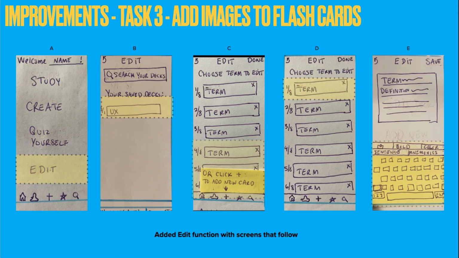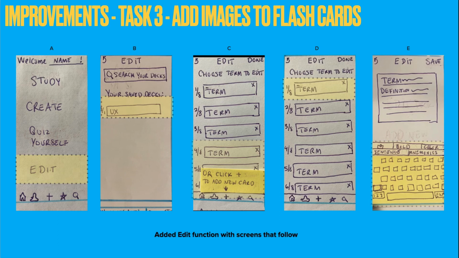After clicking on the deck they would like to edit, they can then proceed to add a card or edit a card in the existing deck in wireframe C. Since this is the first time the user is accessing the edit function, there is a temporary pop-up letting the user know how they can add a card to the set. After clicking anywhere on the screen, the pop-up will disappear and they will see all of their terms listed in wireframe D to choose from to edit.